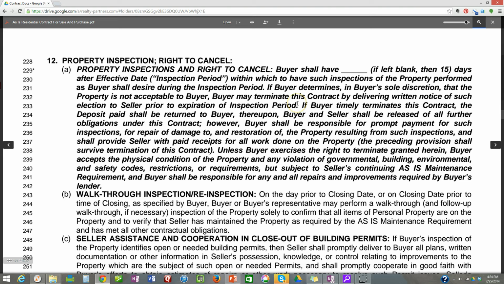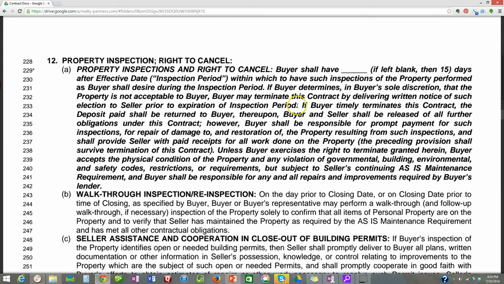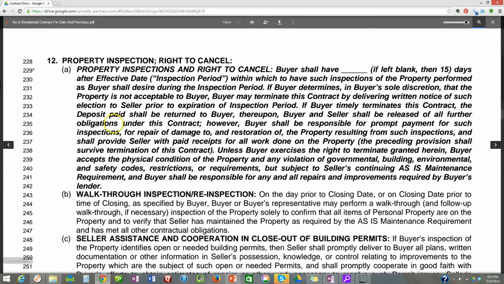So with a 15-day inspection period, you want to make sure whether it is business days or calendar days. The notice of cancellation has to be delivered to the agent for the seller prior to the expiration, not the following day. If the buyer timely terminates this contract, the deposit shall be returned to the buyer, and thereupon buyer and seller shall be released of all further obligations of this contract.